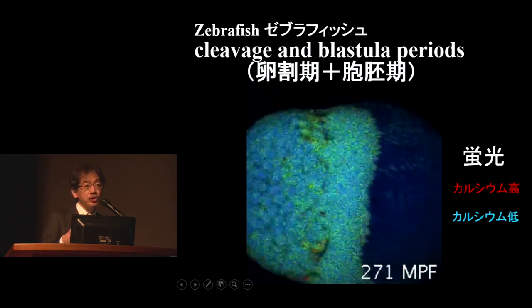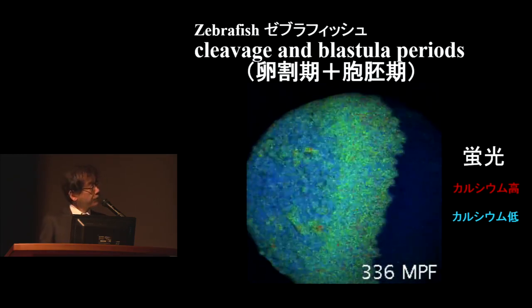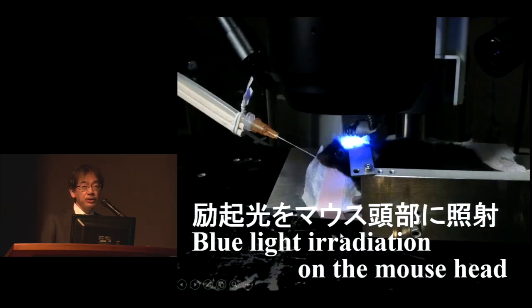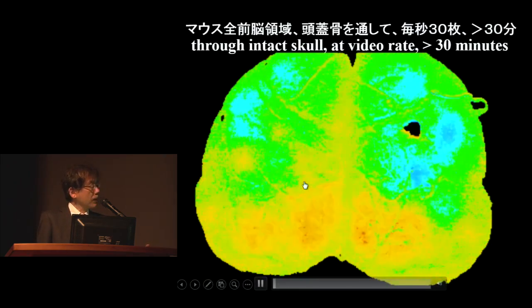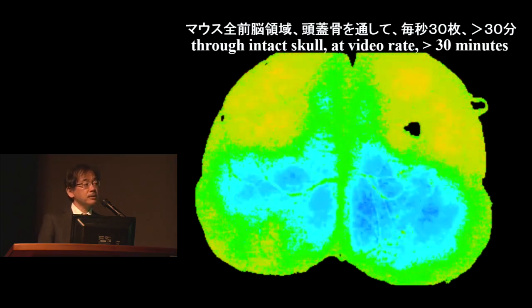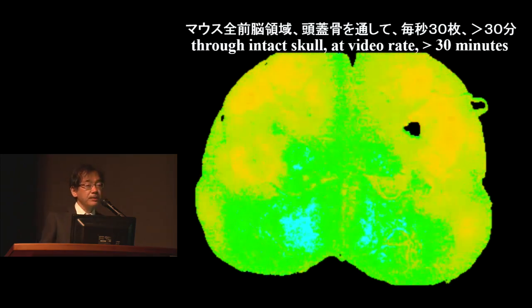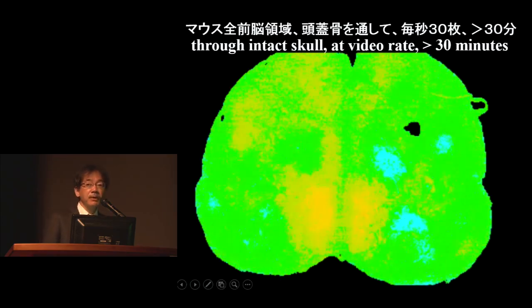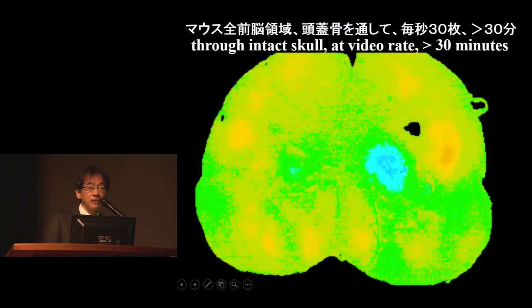So now I'd like to change the animal from fish to mice. In the mouse brain, cerebral cortex, we genetically placed chameleon in the excitatory neurons. Okay. And we shine the excitation light on the mouse head to look at the calcium readout. Okay. So these calcium signals are coming from the entire cerebral cortex, and these signals reflect the spontaneous neuronal activities.